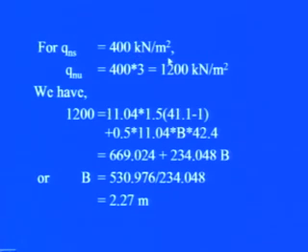And when we substitute these values, it is given that the net safe is equal to 400 kilonewton per meter square. For this net safe, if we multiply it by the factor of safety, we will get the net ultimate. And this net ultimate is compared with the net ultimate which we obtain from the bearing capacity equation. So, when we substitute this, the unknown parameter in this case is the width of the footing. When we solve it, we will get the width of the footing as 2.27 meters.